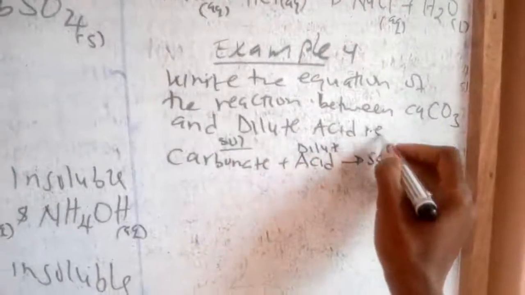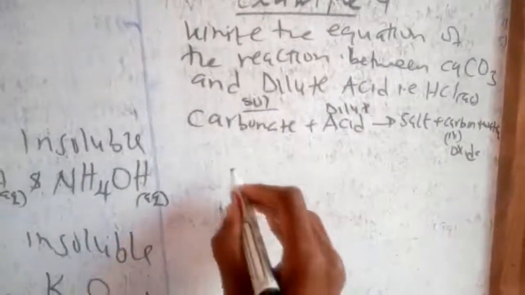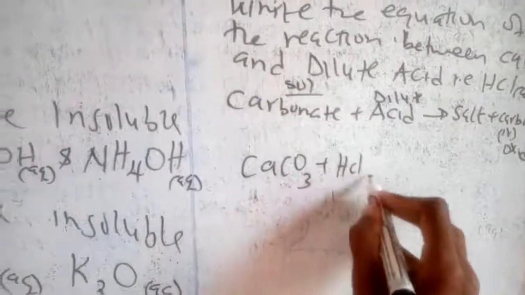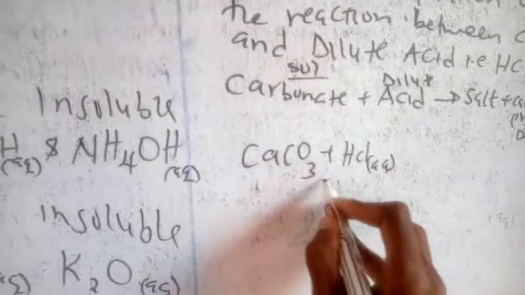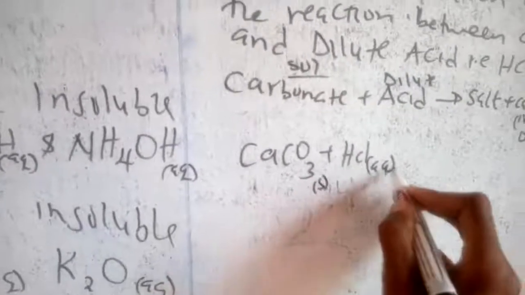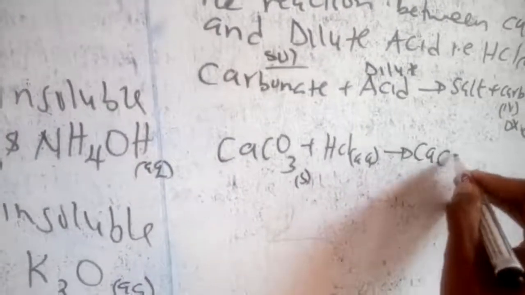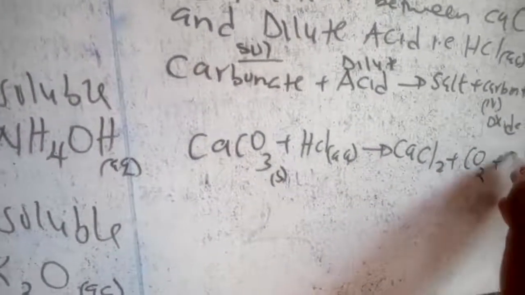And therefore, as far as this example is concerned, we have dilute acid, and this dilute acid we can come up with HCl, that is aqueous. So in our question, we can be given dilute hydrochloric acid, and therefore I'm going to write calcium carbonate plus dilute HCl, that is aqueous. Then I'm supposed to get, remember this carbonate can be solid, and therefore I will get calcium what? Calcium chloride. Then you get carbon dioxide, and there is water molecule.